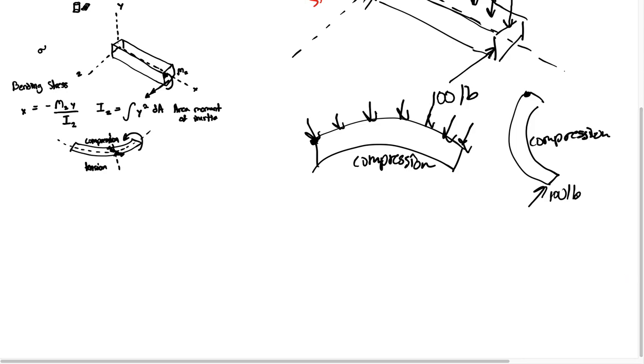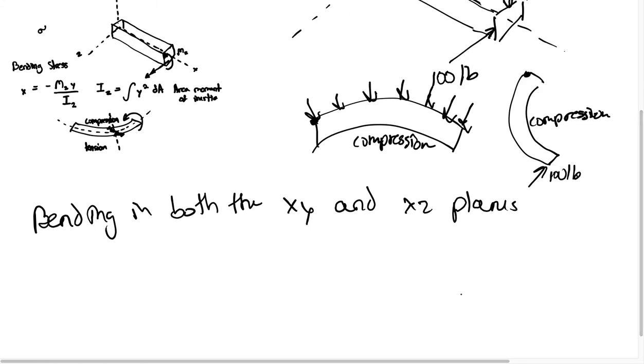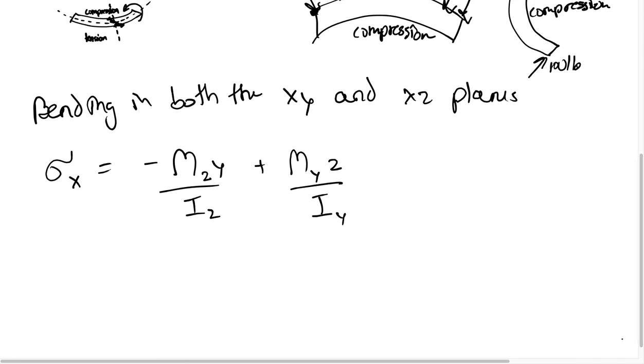Now, if we were to have bending in both the xy and xz planes, sigma x is a little more complicated than what we started out with. It's also going to be negative moment about the z times y over Iz, but it's also now going to be another component to this because we're talking about the planes. We're going to add the moment about y times z over the area moment of inertia of y. So that's our formula when we're using the planes because we need an extra component in that case.